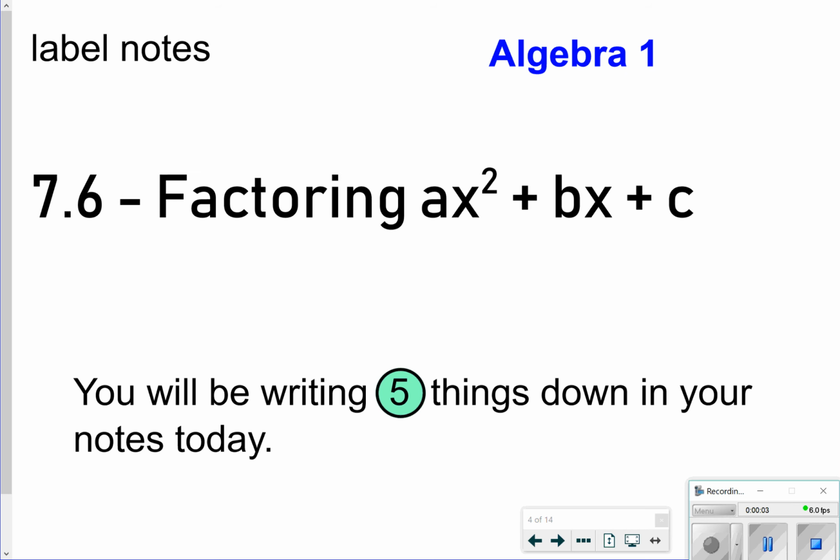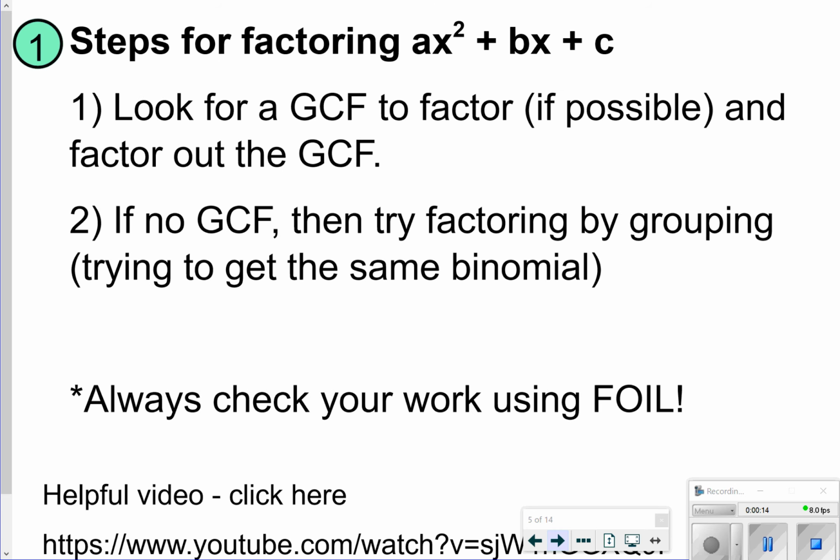Today we're going to be looking at lesson 7.6, factoring ax squared plus bx plus c. And we're going to be looking for 5 things to write down in our notes today, so let's go ahead and get started. The first thing we want to know is how to actually factor ax squared plus bx plus c. So I'm going to get you to write down your steps first.